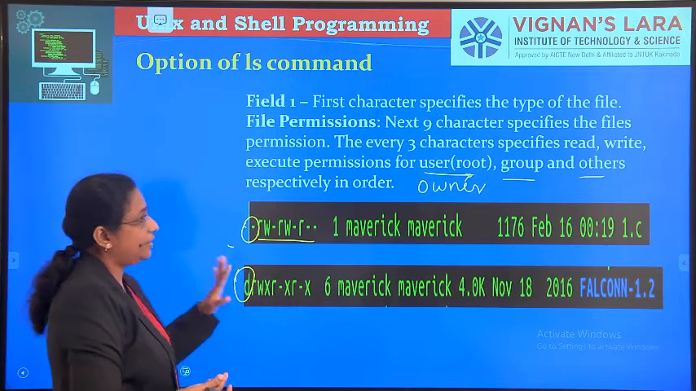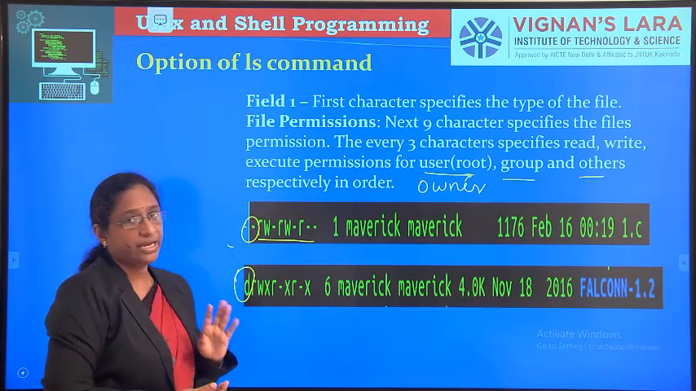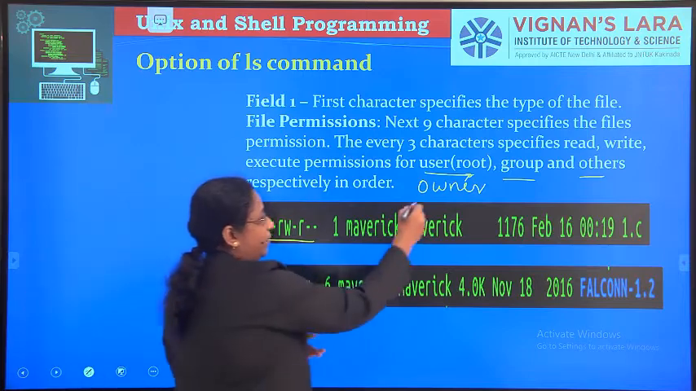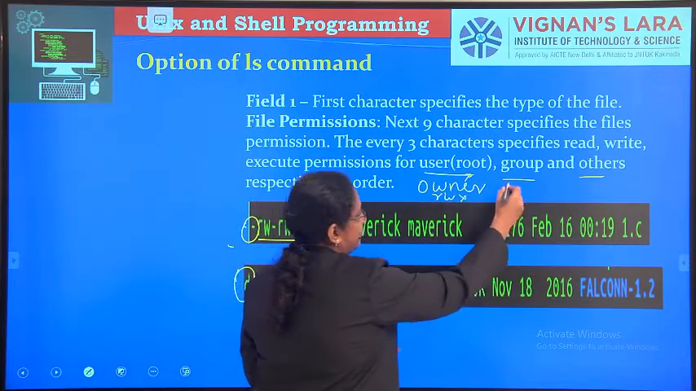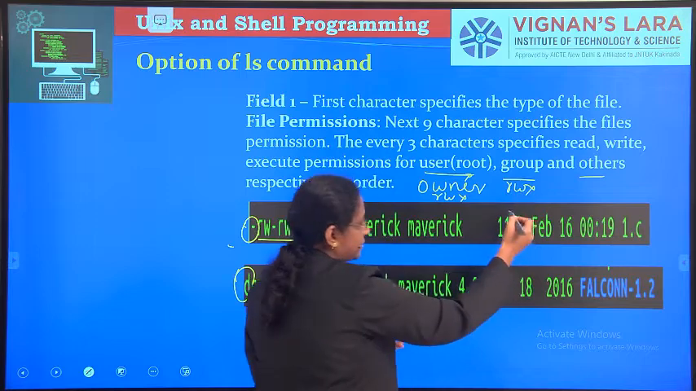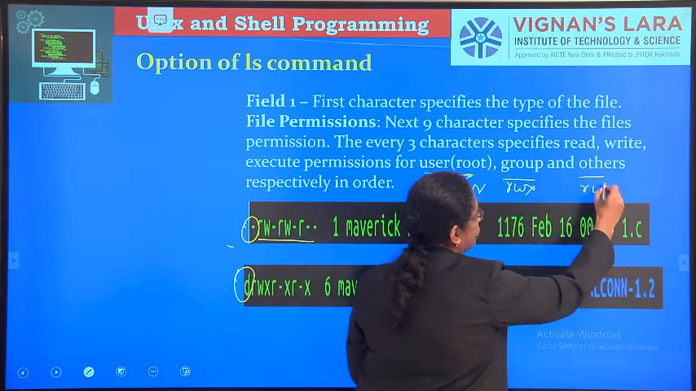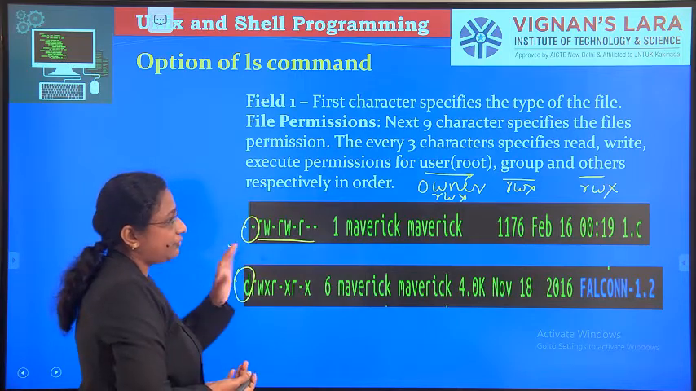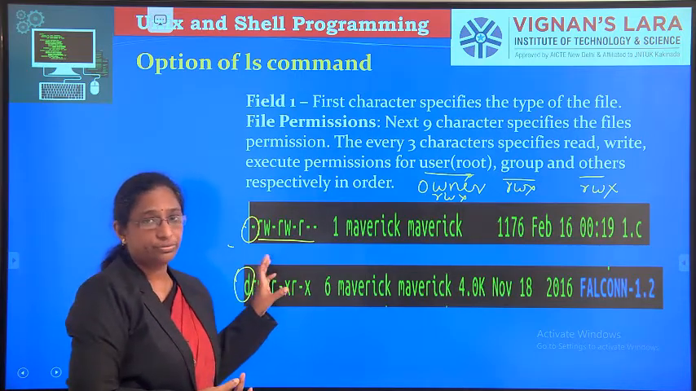For every category, read, write, execute permissions will be given. For owner, read, write, execute permission is given. For group also read, write, execute permission, and for others also 3 permissions: read, write, execute. Whatever permissions you want, you can give to the file.